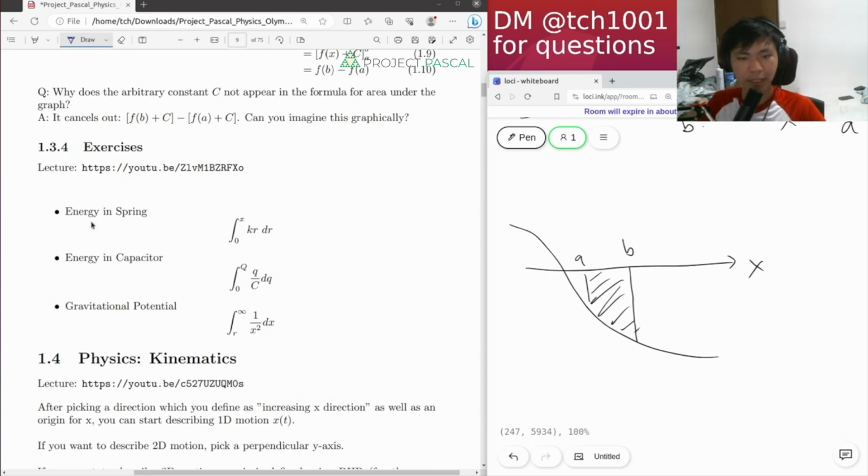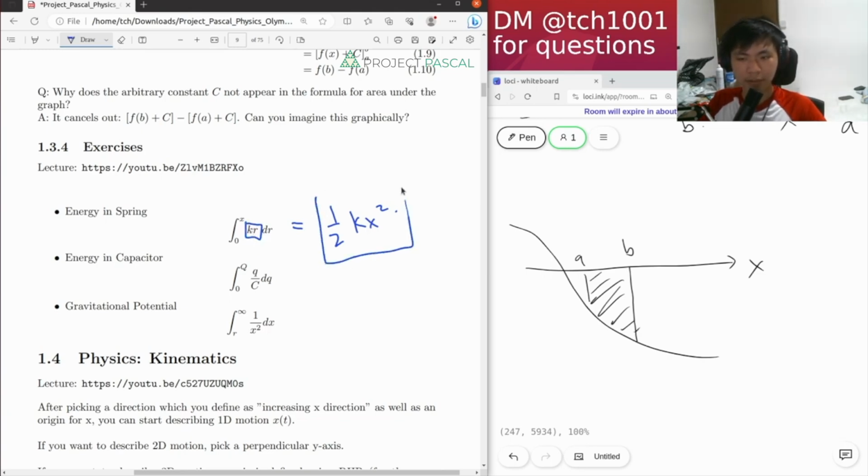So for example, the energy in a spring is given by the integral from 0 to x of kr with respect to r. And the answer to this is going to be half kx squared. This kr over here represents the force according to Hooke's law. And this half kx squared is the potential energy stored in a spring. And what we have actually done over here by this integral is the work energy theorem.